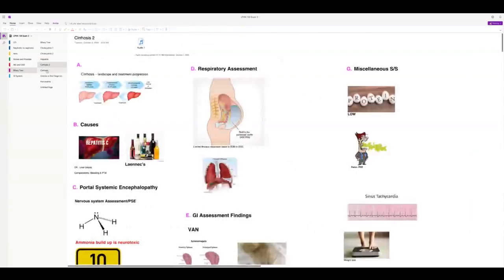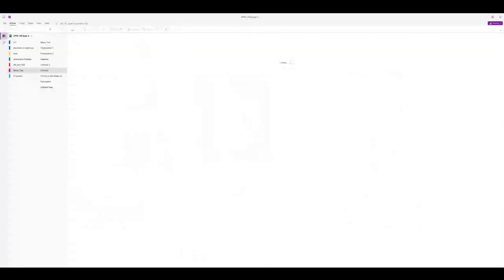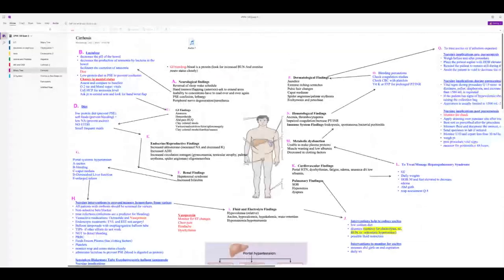Now with cirrhosis, I'm just going to show you a few things that you really need to know. First of all, it's a chronic disease, so it happens over a number of years. It could be 30 years before somebody's even diagnosed.